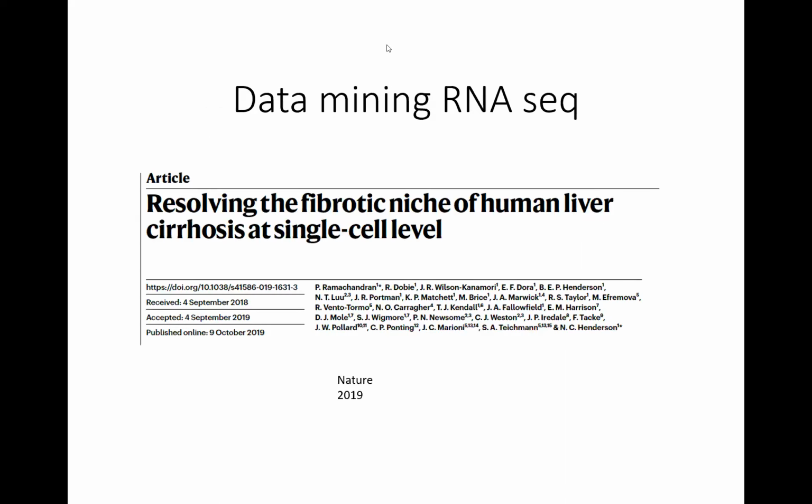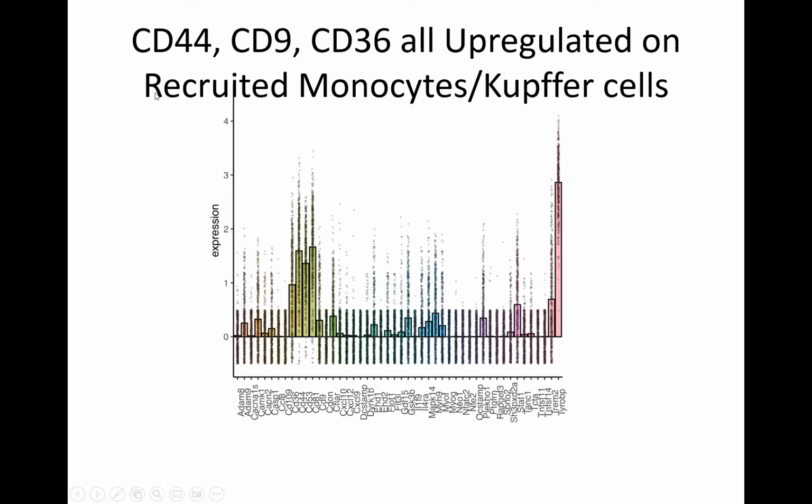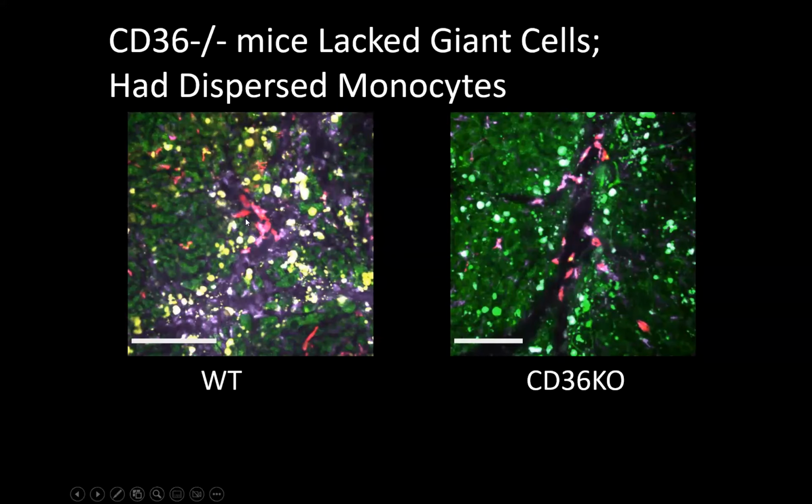So we went to this database that was initially done by Neil Henderson. It's a single cell RNA sequencing database of fibrotic liver in both the human and mouse. And we looked for molecules that might be important in the fusion of these giant cells. And in the end, we came up with a number of molecules. CD44, CD9, and CD36 were the most upregulated. I will tell you that CD9 did absolutely nothing. CD44 was important in recruiting monocytes. And as I'll show you, CD36 was actually the molecule that caused the fusion and clustering of these cells.